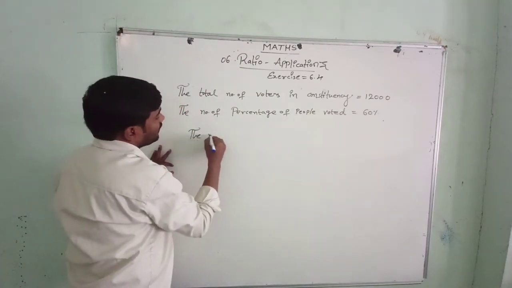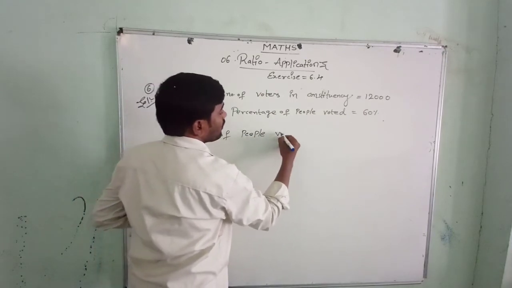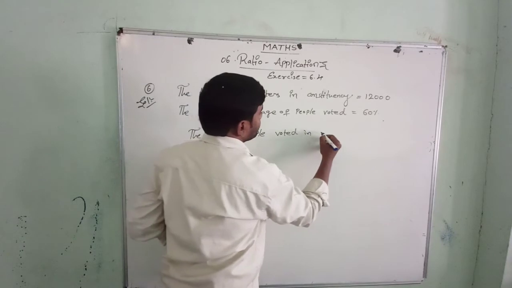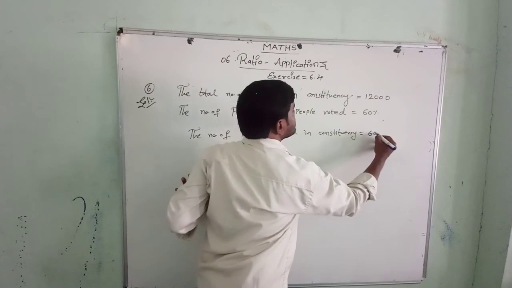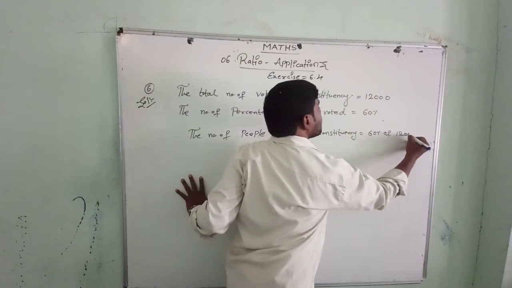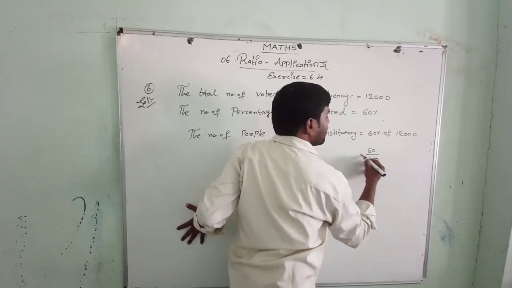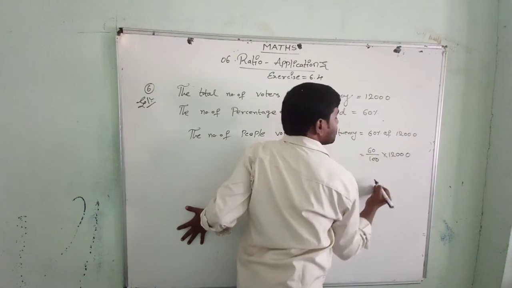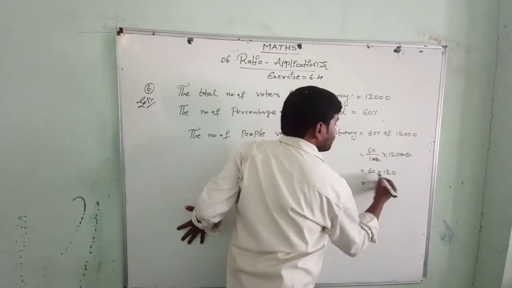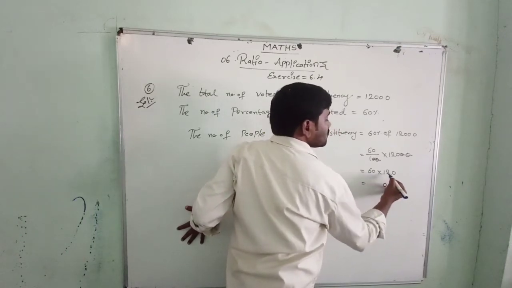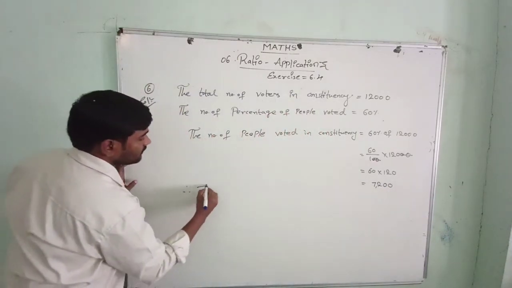Therefore the number of people voted in the constituency equals 60% of this 12,000. 60% అంటే 60 by 100 into 12,000. 2 zeros and 2 zeros cancel. 60 into 120. You write these 2 zeros here. 12 sixes are 72. Therefore 7,200.